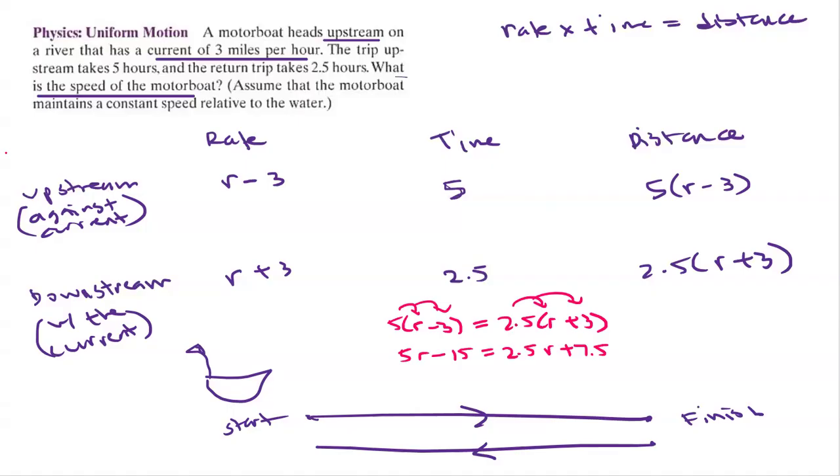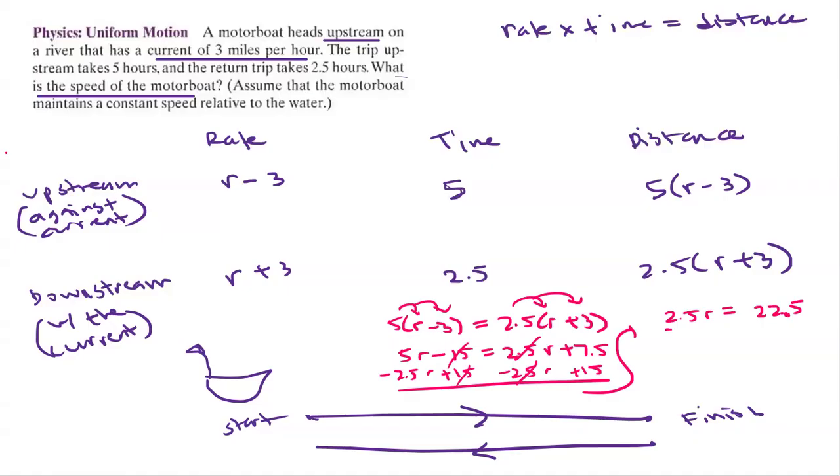So we're going to subtract 2.5r on both sides, and then we're going to add 15 on both sides. Okay, I'm running out of space, so I'll put it right here. So the 2.5r is going to cancel, and the 15s are going to cancel. So 5 minus 2.5 will give us 2.5r. And then 7.5 plus 15 is going to give us 22.5. Okay. All right. And then we divide both sides by 2.5.